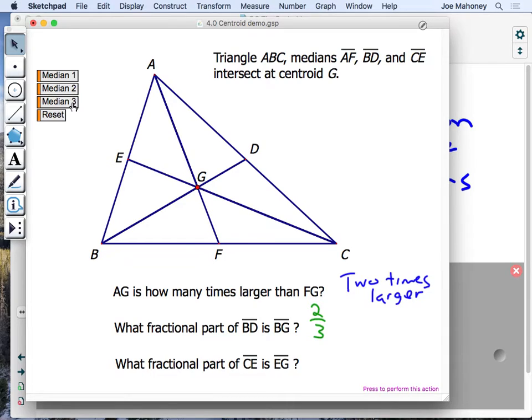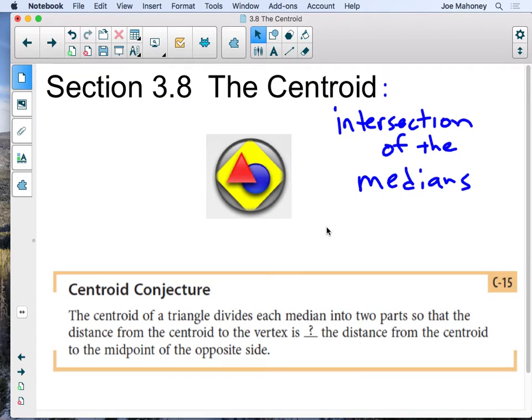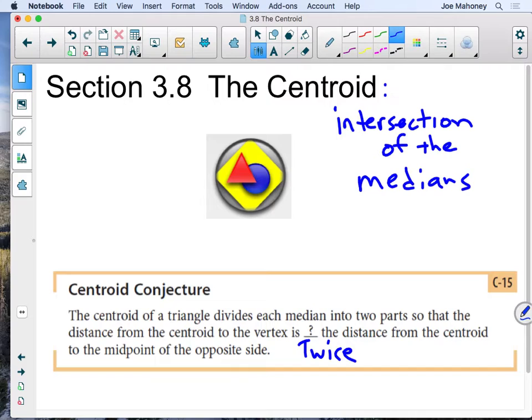So now we want to know, what about the smaller part to the whole thing? Well, this time it's 1/3. So that's going to lead us to our conjecture for the day. The centroid conjecture. The centroid of a triangle divides each median into 2 parts, so that the distance from the centroid to the vertex is twice the distance from the centroid to the midpoint of the opposite side.